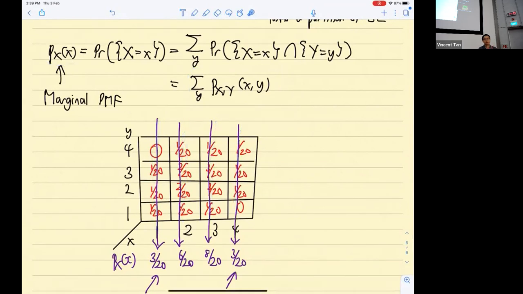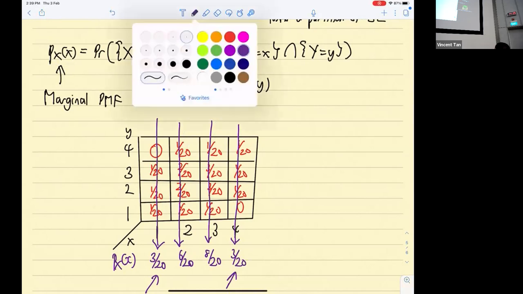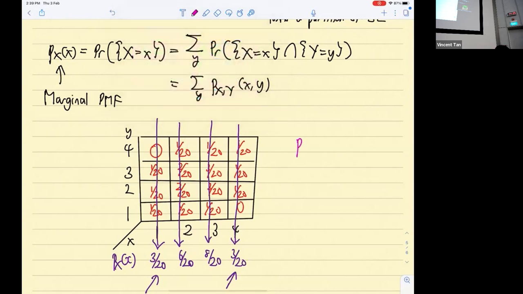Understand? This is really important. If you can only remember one thing today, you remember this. If you can remember two things, I'll tell you what else to remember. Now, in a completely symmetric way, for the probability mass function of Y, you sum over all possible values of x of p_{X,Y}(x,y). Suppose I'm interested in P_Y evaluated at 1. I will sum over all these values to get P_Y of 1, that is 3 over 20.